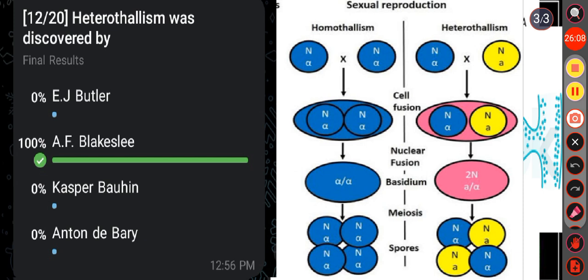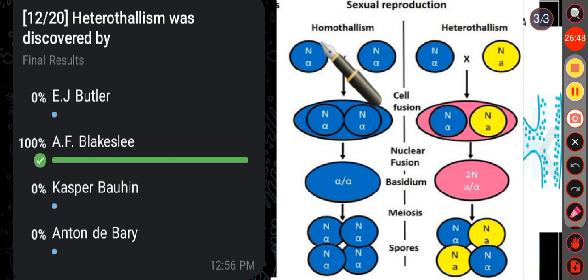Heterothallism in Mucor fungi, right? You can see here that there are two different mating types. Suppose blue and yellow come into contact and interact. Each mating type is also genetically distinct, right? Possessing different alleles at specific loci that determine mating compatibility. Then after fusion it forms the zygospore, and after meiosis it forms two types of spores, right?